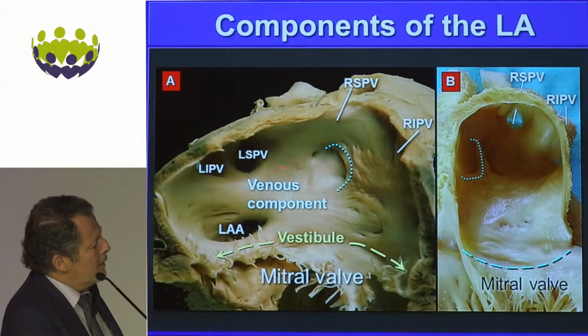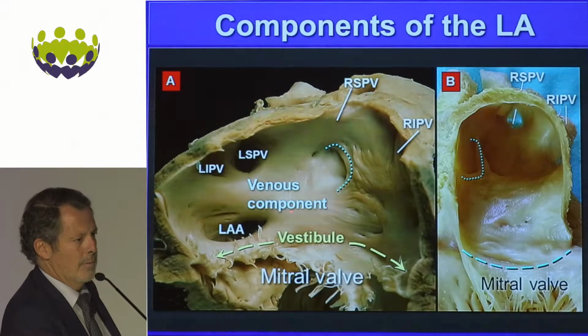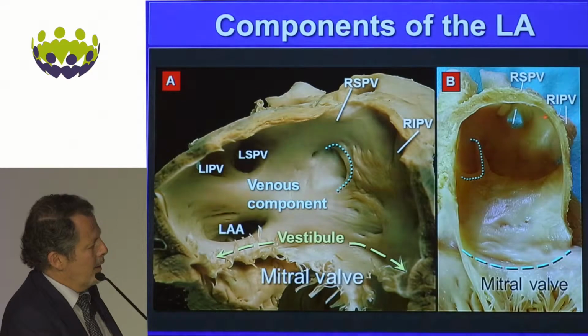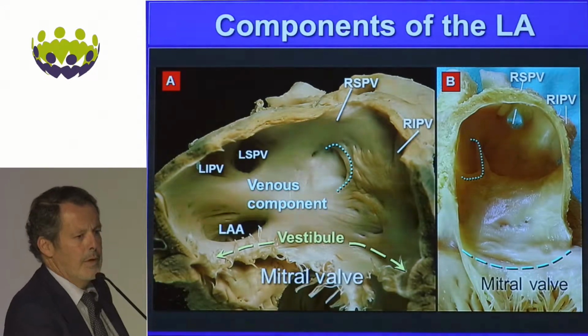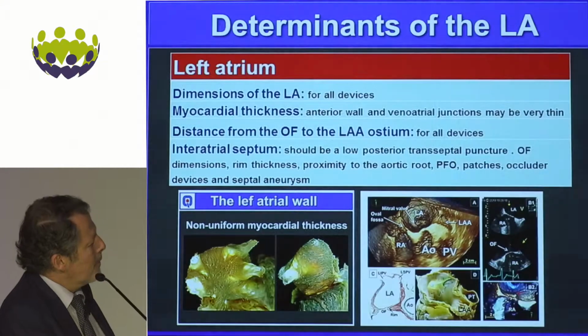The venous component is the major part of the left atrium, and a narrow mouth marks the junction between the orifice of the left-sided appendage and the venous component. This is the left side of the fossa ovalis, this is the left superior pulmonary vein, the left inferior pulmonary vein, and the vestibule of entrance to the mitral valve. Here you can see the close anatomic proximity between the right inferior and right superior pulmonary veins and the left-sided aspect of the fossa ovalis.